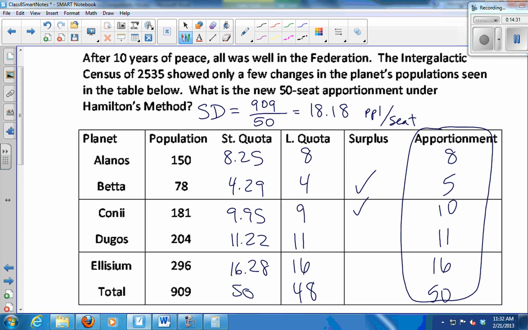So what do you think? So Alanos, their population did not change. They have the same number of seats as before, right? Beta, their population did not change and they gained a seat. They're not complaining, right? Pony, their population grew a little bit and they gained a seat. So they're like, okay, we have more people, we have another seat, makes sense.